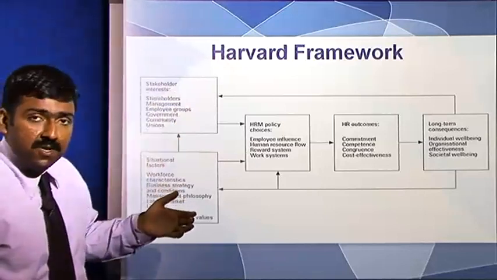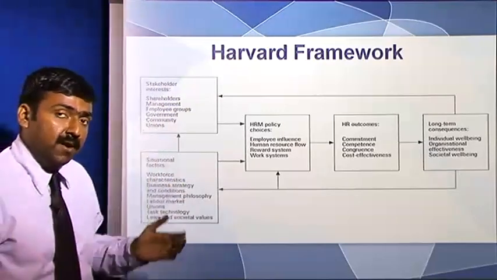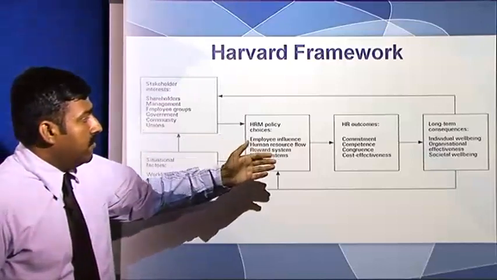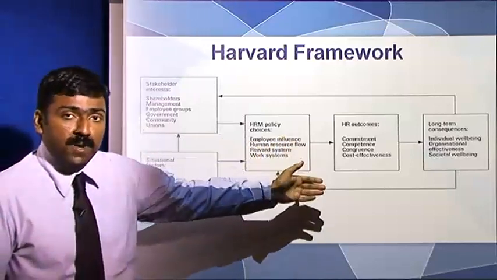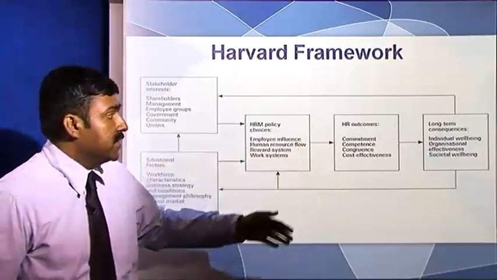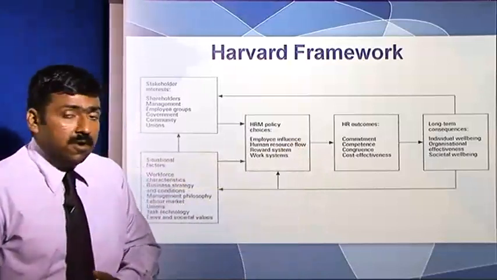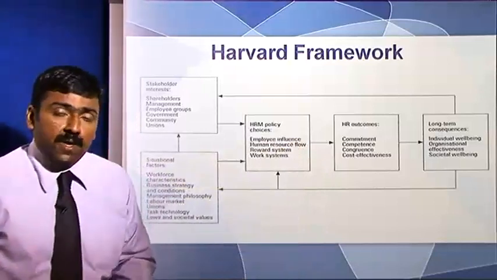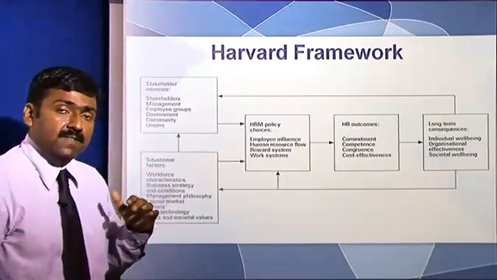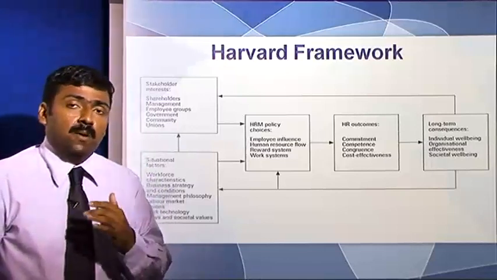Now each and every decision concerning your human resource has an impact on all the subsequent activities. Now HRM policy choices, how they influence your HR outcomes: your commitment, your motivation level, your competence and your congruence, and finally your cost effectiveness. And what are the long-term consequences? The individual well-being of employees, organizational effectiveness and societal well-being. So all the decisions touching the HR area have an influence. So the Harvard framework defines the soft touch to the HRM approach.